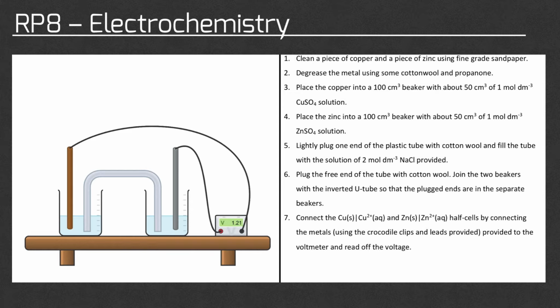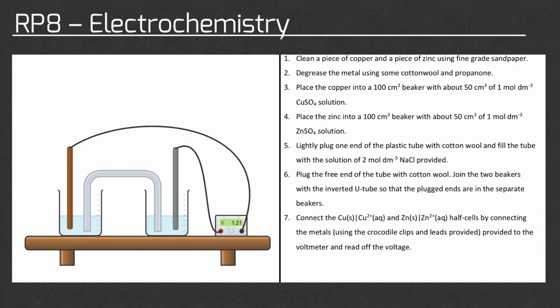Required Practical 8 asks you to measure the EMF of an electrochemical cell. Equipment will be set up as the following diagram shows. You'd start off by cleaning a piece of copper and a piece of zinc using sandpaper to remove any surface oxide which might be on those metals. You would then degrease the metal using some cotton wool and propanone. You'd place the copper into a 100 centimetre cubed beaker with about 50 centimetres cubed of 1 mole per decimetre cubed copper sulfate solution. You'd place the zinc into a 100 centimetre cubed beaker with about 50 centimetres cubed of 1 mole per decimetre cubed zinc sulfate solution.